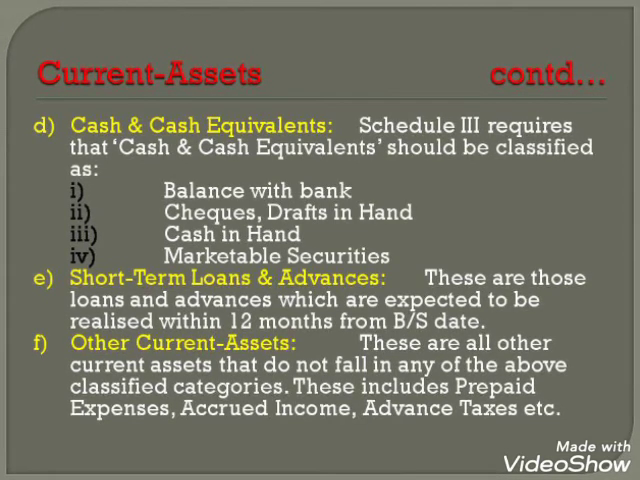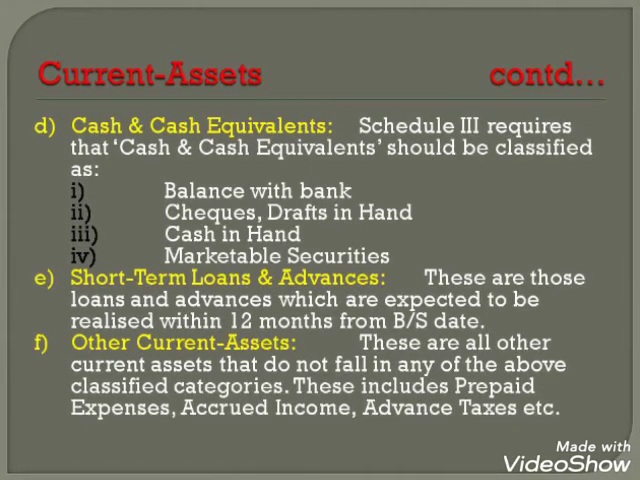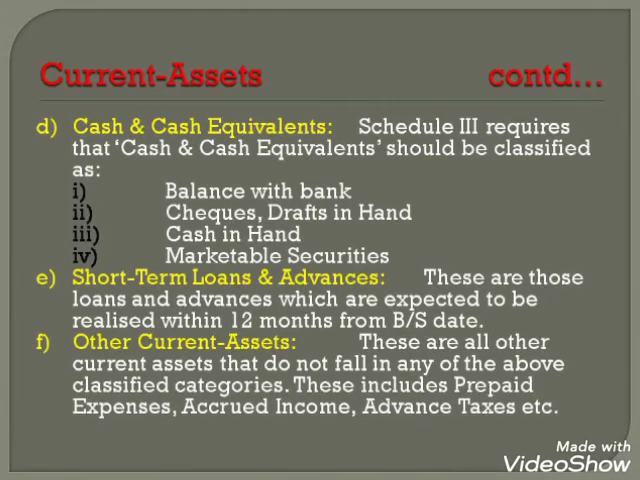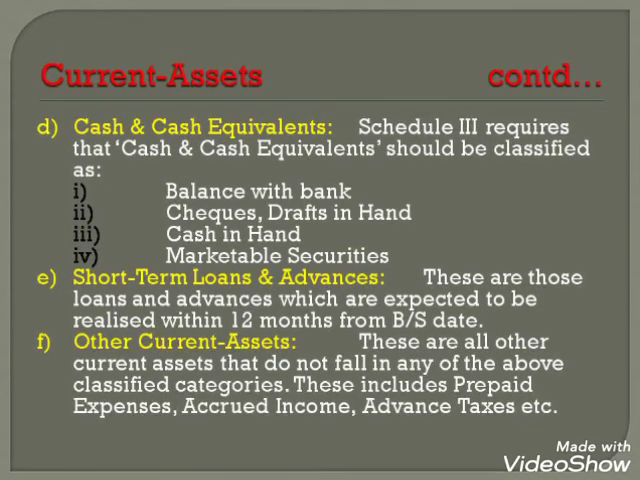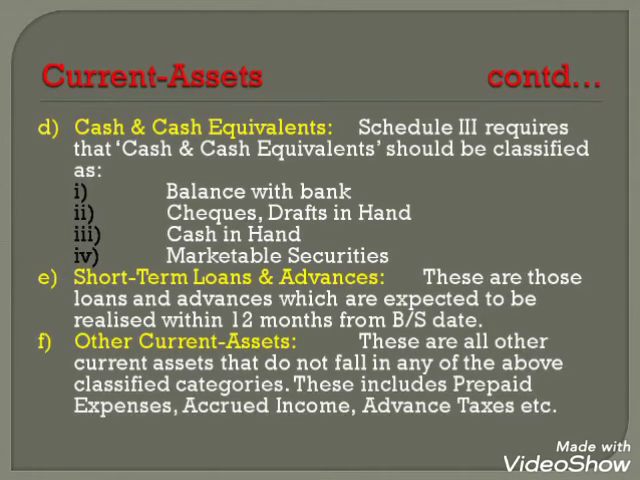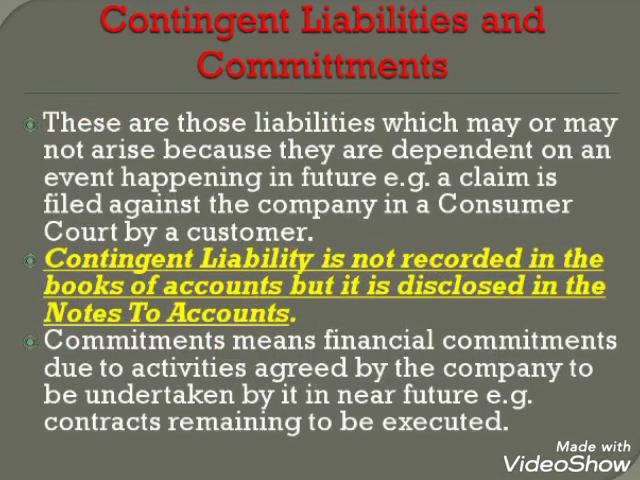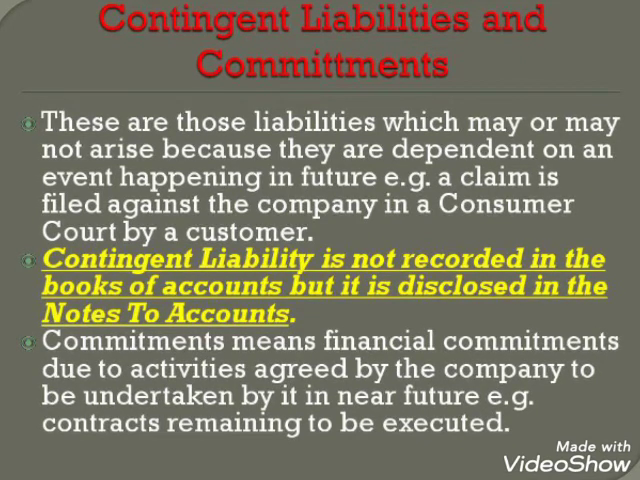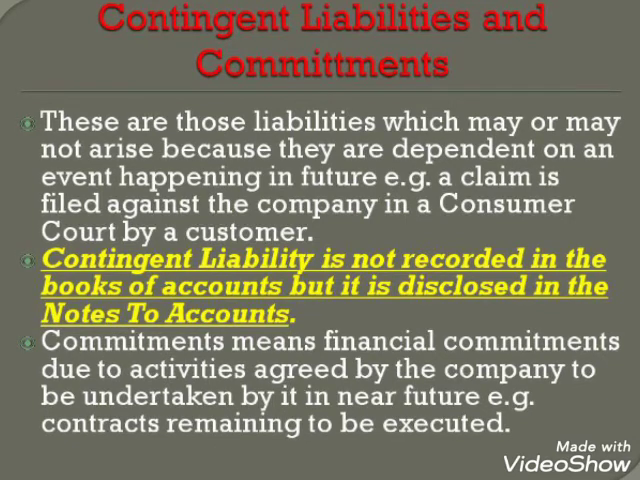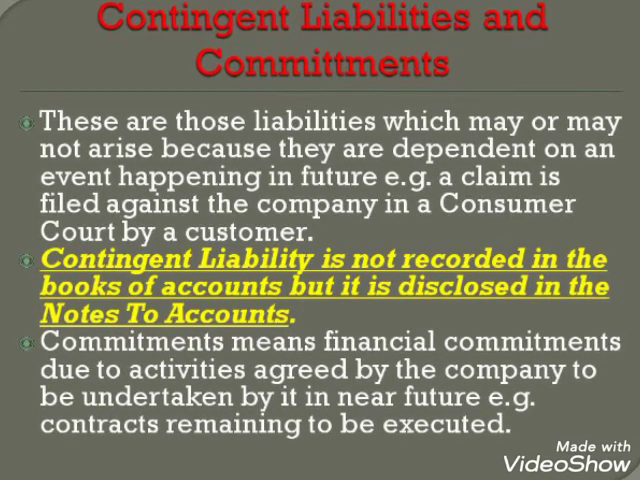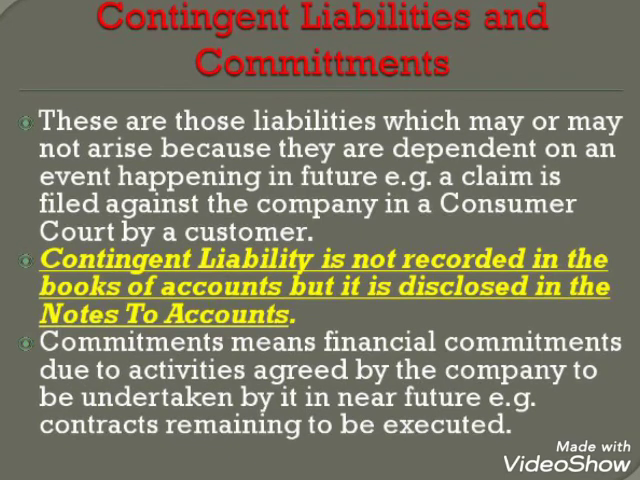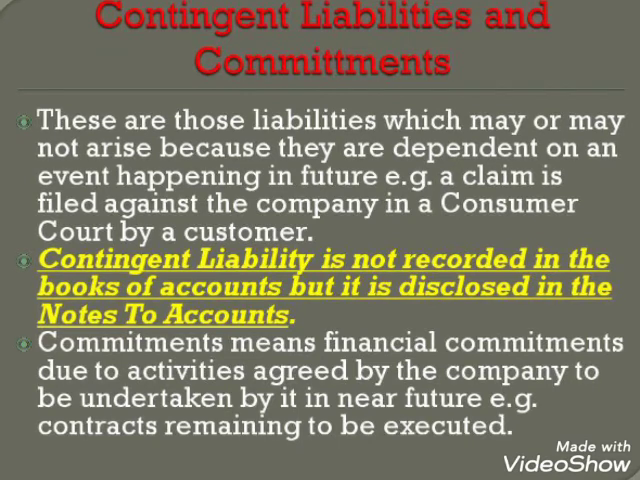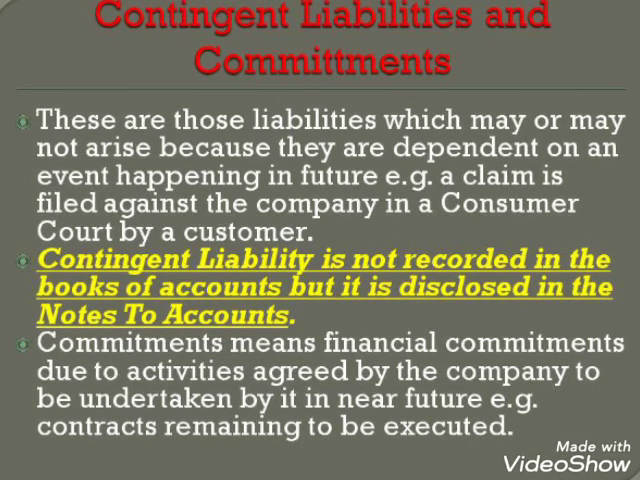Sixth, other current assets. These are all other current assets that do not fall in any of the above classified categories. These include prepaid expenses, accrued incomes, etc. Now, contingent liabilities and commitments. These are those liabilities which may or may not arise because they are dependent on an event happening in future. For example, a claim is filed against the company in a consumer court by a customer.